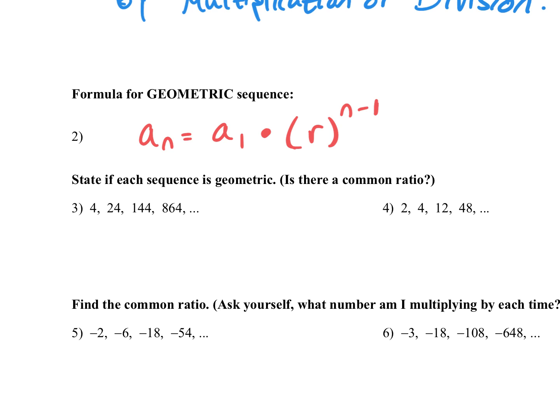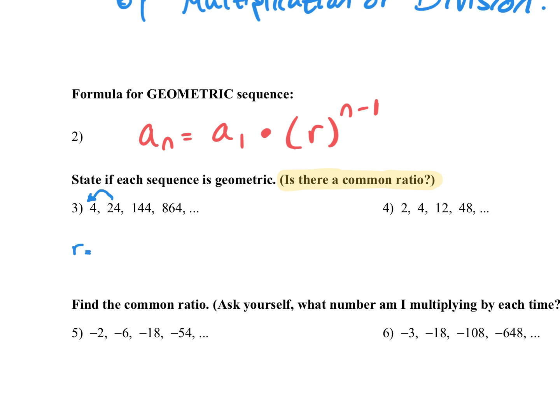So the first thing is, state if each sequence is geometric. What it is saying, is there a common ratio? Okay, so here is how you find the common ratio. You find the common ratio by taking the second term and dividing it by the first. So when we looked for that in the arithmetic ones, remember we did the second minus the first? Now we're going the second divided by the first. So to try and find this common ratio, you need to take your second term and divide it by the first term.